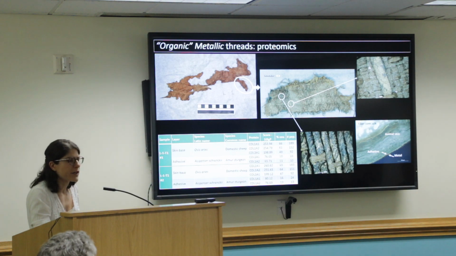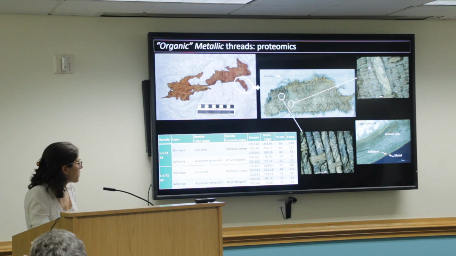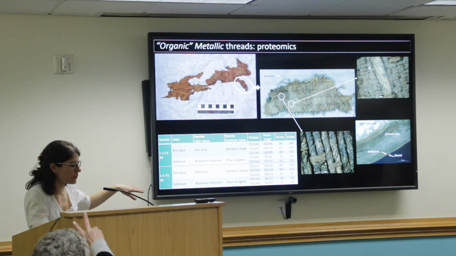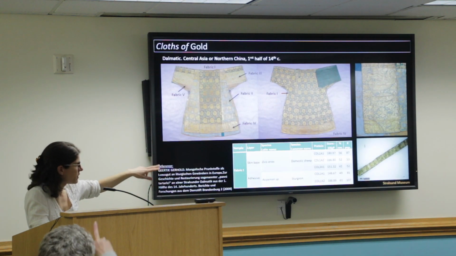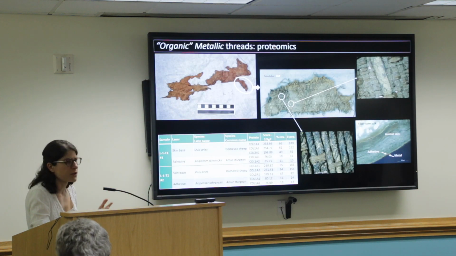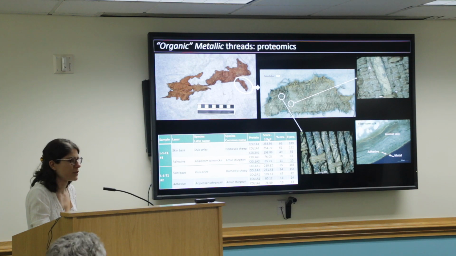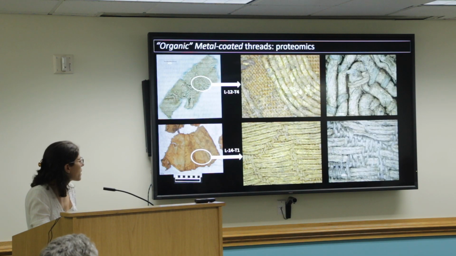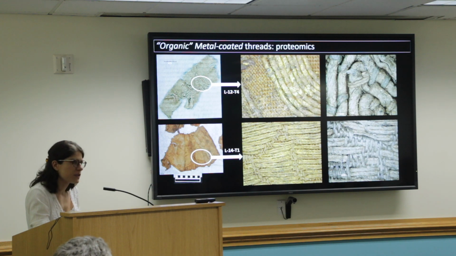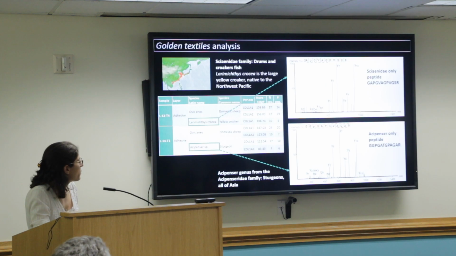Unfortunately, there are, again, very few species of sturgeon in the database, so the identification of the sturgeon here is much lower than what I found in the previous sample, and that could be because it's just a different type of sturgeon. And then if we go to the ones which were coated with gold, we also find some sheep. It's probably a glue made of sheep and fish glue.